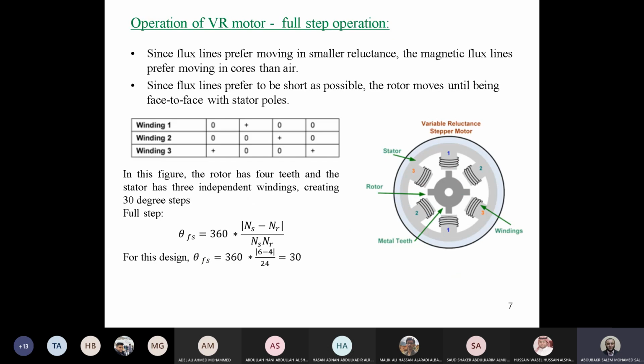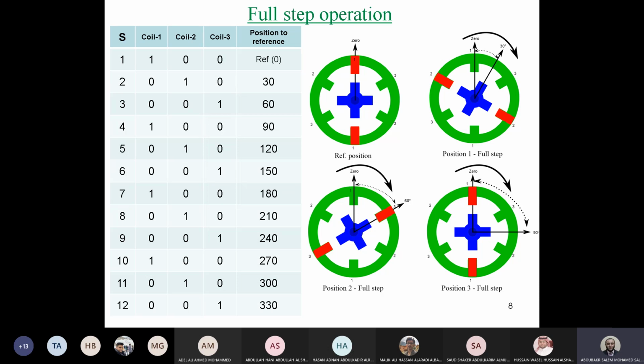We discussed also the operation and discussed the step angle. The step angle relation is (Ns minus Nr) over (Ns times Nr), multiplied by 360. So this is going to give you the full step angle in degrees. And this is an example here for a 6-teeth stator and 4-teeth rotor. And for the full step operation, it will be 30 degrees. Also, we discussed the full step operation. And this was the last thing we discussed in the previous class.